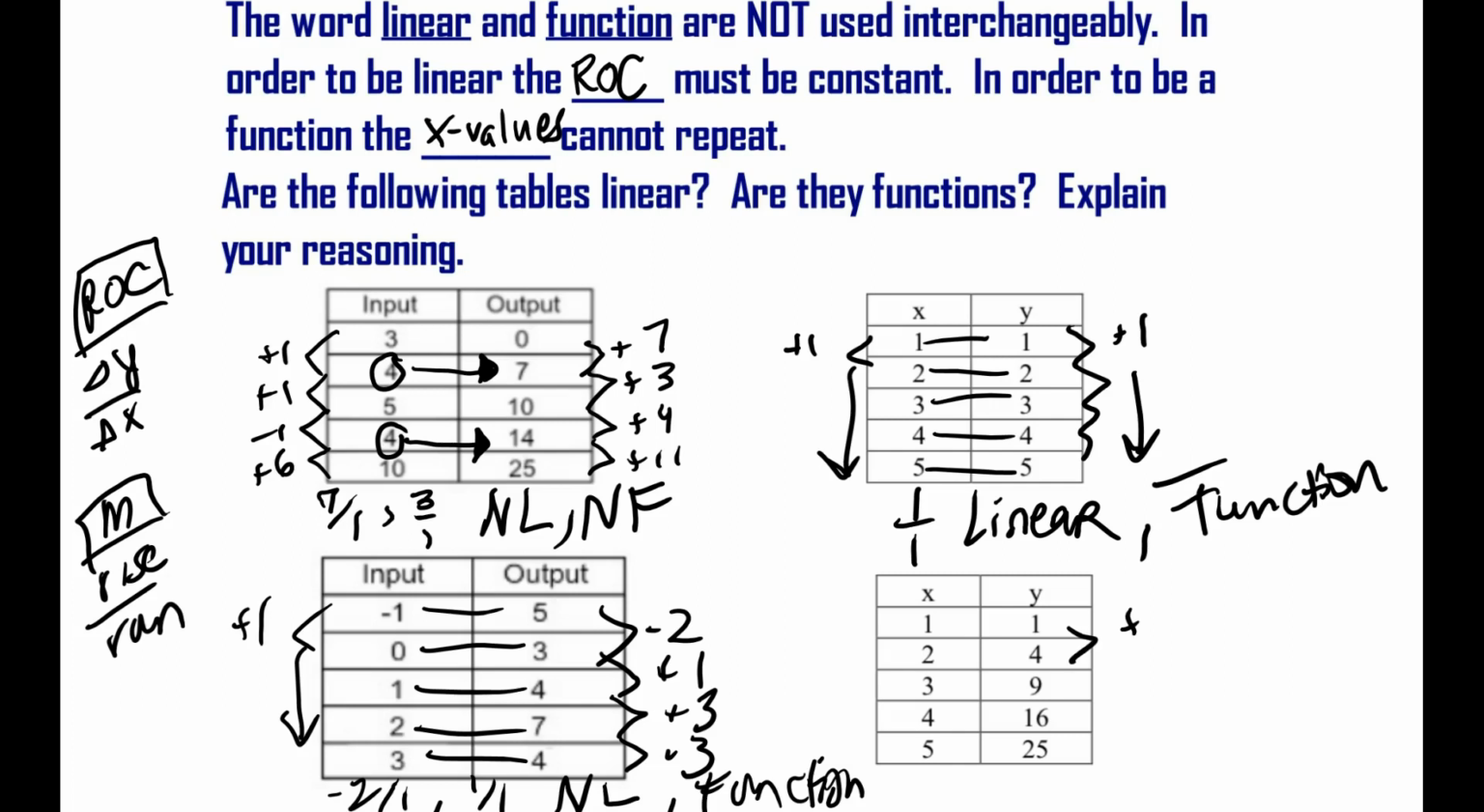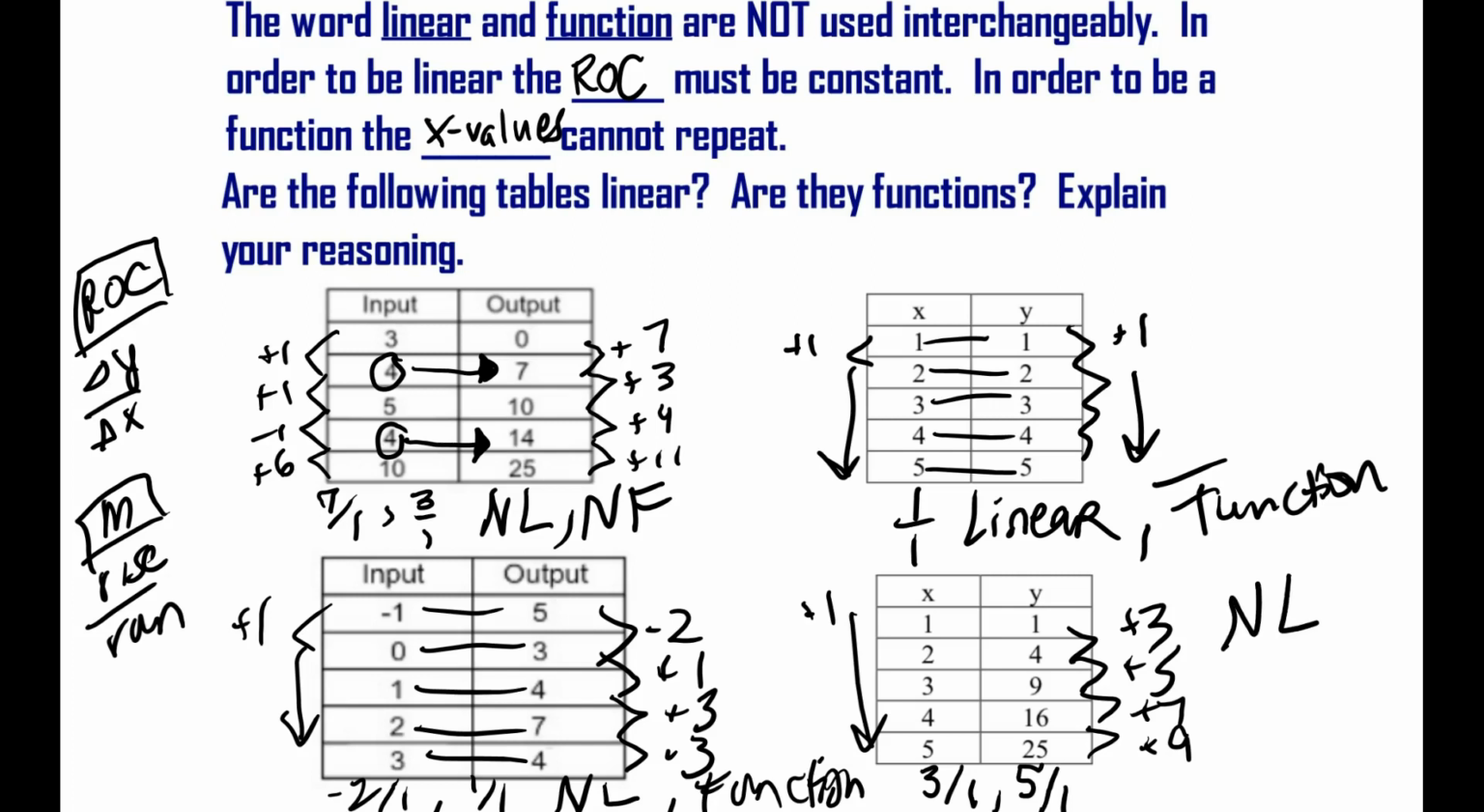What about the next one? 1 goes to 4 by adding 3. 4 goes to 9 by adding 5. 9 goes to 16 by adding 7. 16 goes to 25 by adding 9. Nice little pattern here. But over on this side, we're just adding 1 all the way down. So we get 3 over 1. Then 5 over 1. Well, clearly this is not linear because the rate of change is not constant. So this is non-linear. Let's see if it's a function. 1 goes to 1, 2 goes to 4, 3 goes to 9, 4 goes to 16, 5 goes to 25. Whoa. So it is a function.